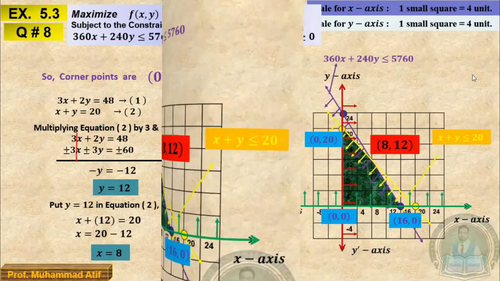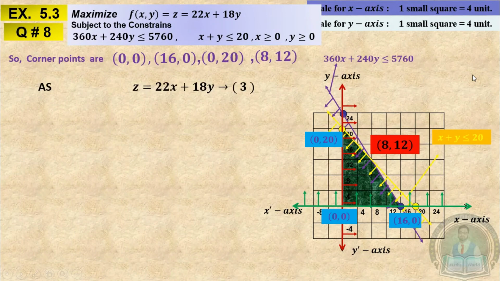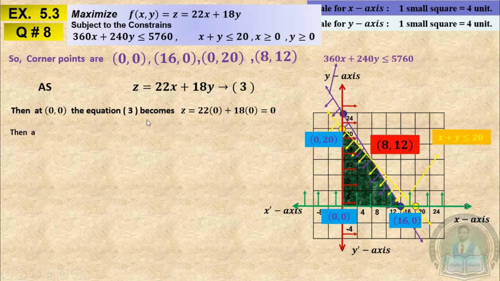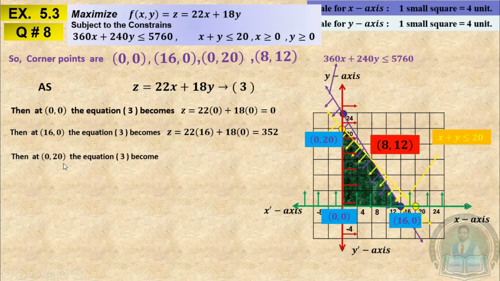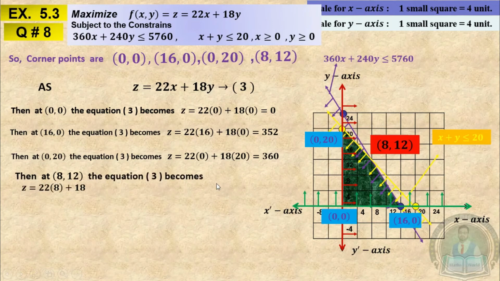Yes, so we have the objective function, say this is your equation number 3. First put your first point, which is 0, 0. So put this point in equation 3, you have z is equal to 0. Put the second ordered pair in this equation, meaning replace x by 16, y by 0, you have 352. Then next point, put 0 and 20, we have 360. And lastly, we have 8 and 12, you have your answer 392.